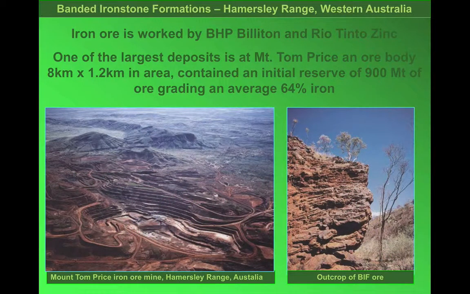Some of the mines that result are enormous. Mount Tom Price, one of the mines, 10 square kilometres of mine with maybe 900 megatons of ore, with 64% of that ore being iron. It's an incredibly rich resource. You can see from the photograph here that they make very obvious resources. Exploring for these isn't particularly difficult.